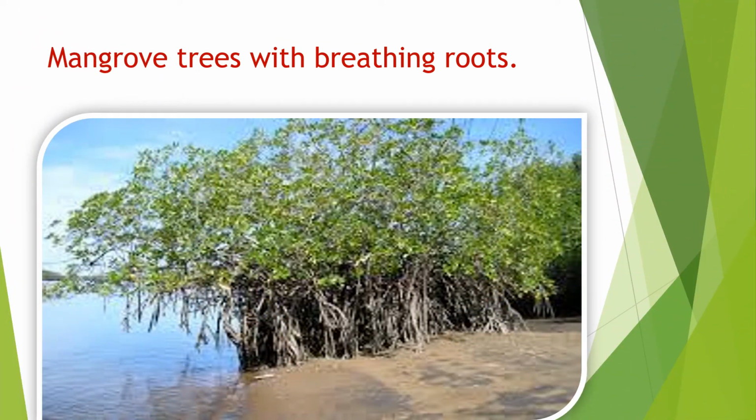Mangroves grow in marshy regions. They have roots growing above the soil. These roots take in air directly from the atmosphere. So, these roots are called breathing roots. These roots also provide support to the plants.